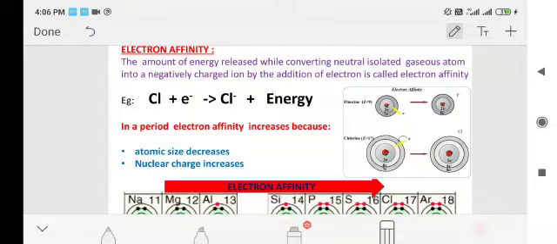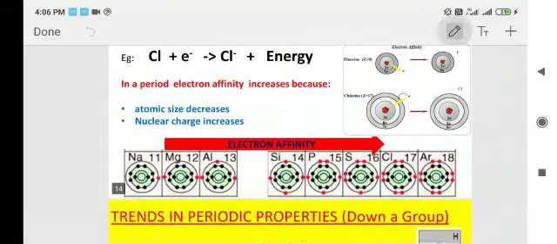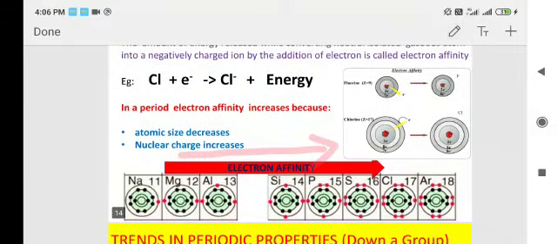Across a period, just see here with the red colored arrow sign I have mentioned here. Across a period, while you move across a period, electron affinity always increases. It is a diagrammatic representation here.